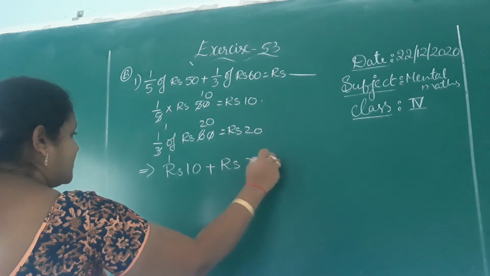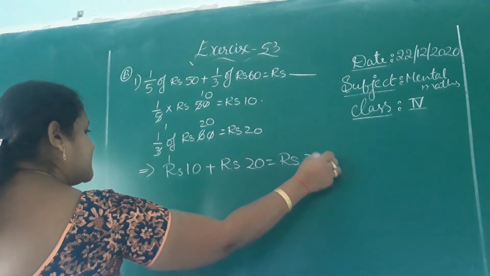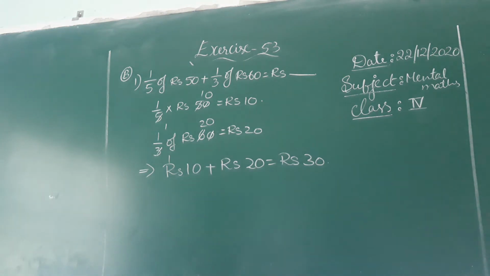What is 10 plus 20, children? 30 rupees. See the next one.